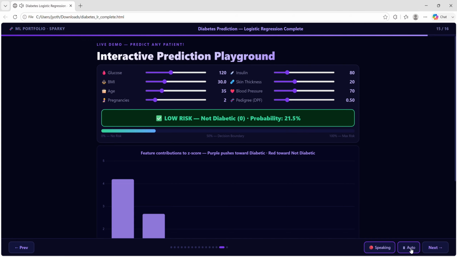The interactive prediction playground. Adjust all 8 patient sliders and see the model predict diabetes risk in real time. The lower bar chart shows each feature's contribution to the Z-score. Purple bars push towards diabetic, red bars push towards not diabetic. Try glucose above 160 and BMI above 40, watch the risk shoot up. This is exactly how our trained model classifies each of the 192 test patients.